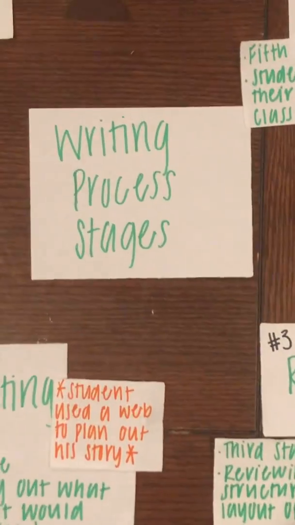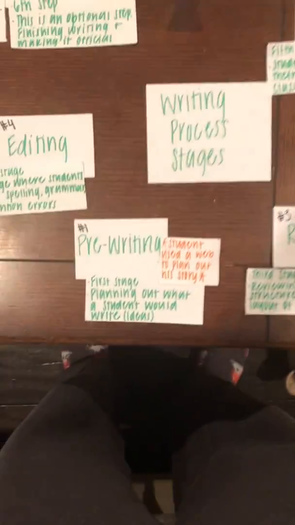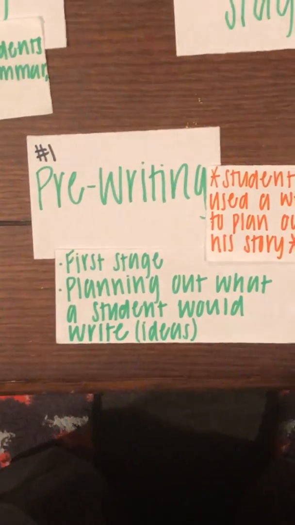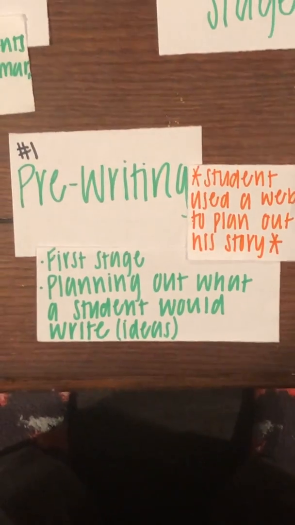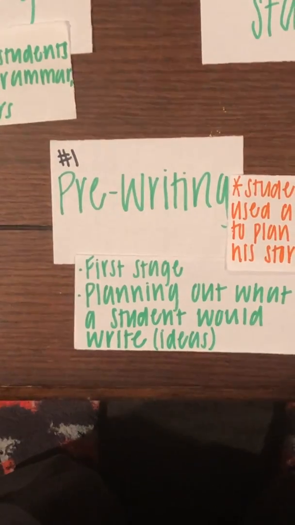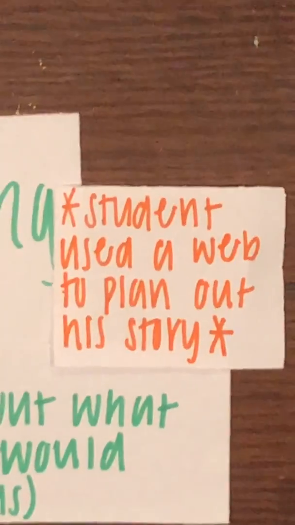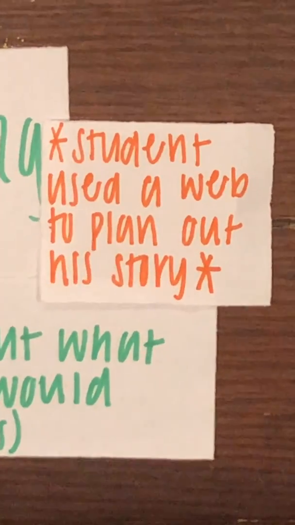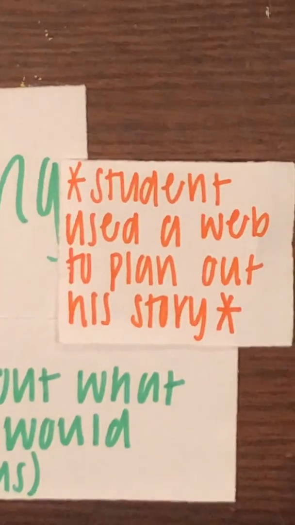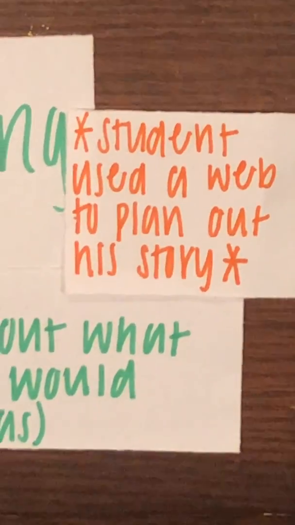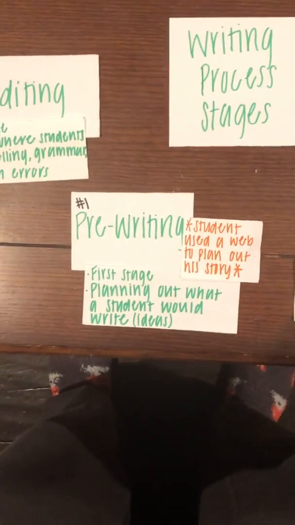Moving on to the writing process stages, the first stage is called pre-writing. This is when the student or writer is planning out what exactly to write. For example, my student this semester used a web to plan out his story and what aspect or what components he was going to use in his story.